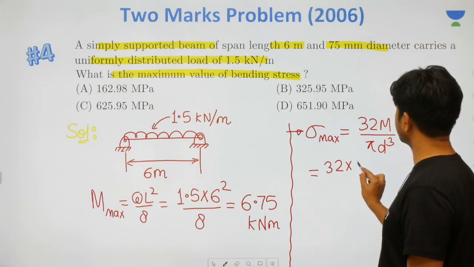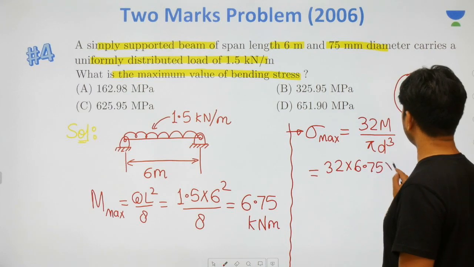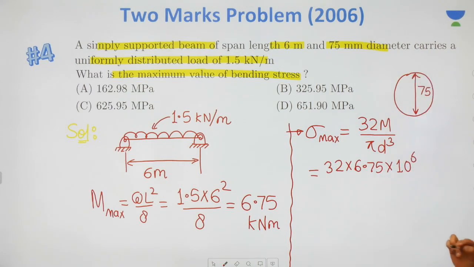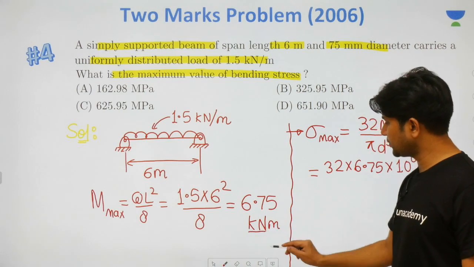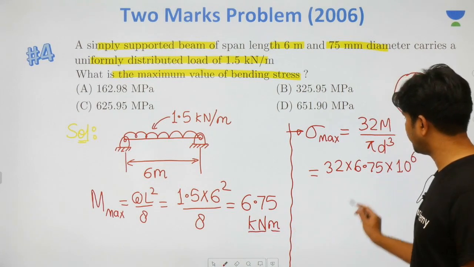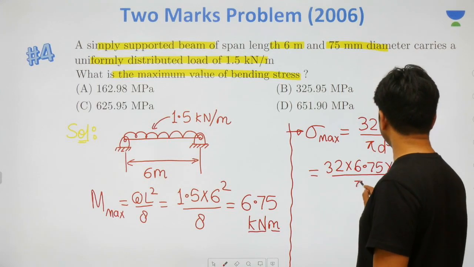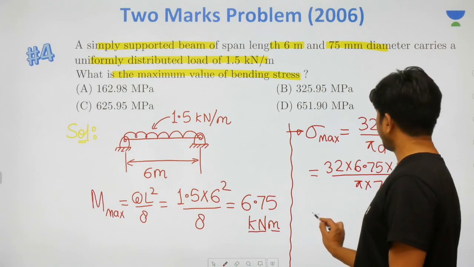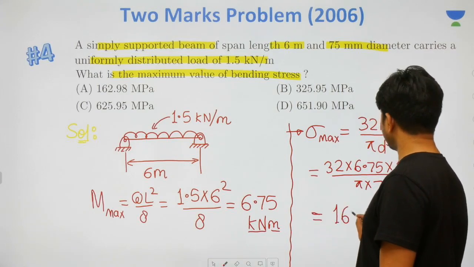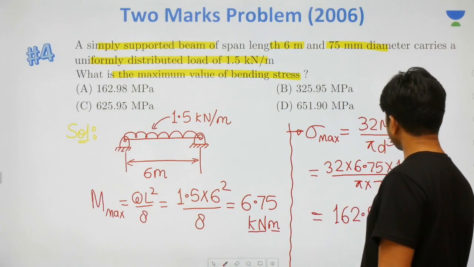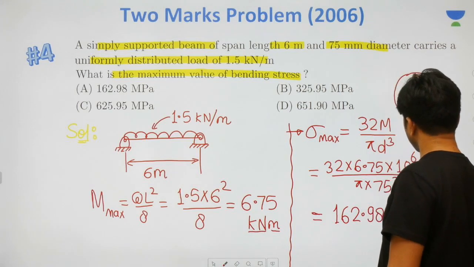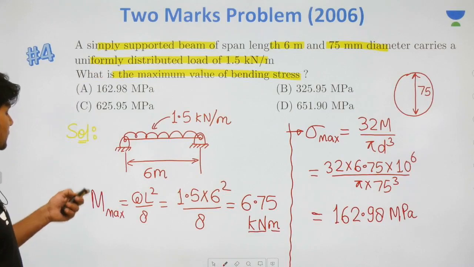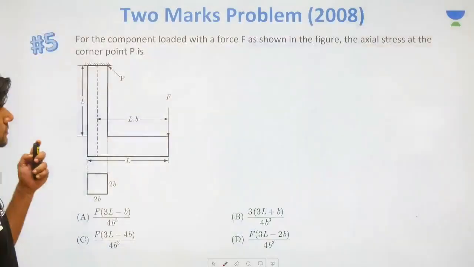M value is anyway known to you. M value is 6.75 into 10 raised to 6. Why 10 raised to 6? Because I'm changing kilonewton to newton and meter to mm. And then you have dia is nothing but 75. If you calculate this, you will get 162.98 megapascal. So this is what you get, and this is how you get 2 marks.